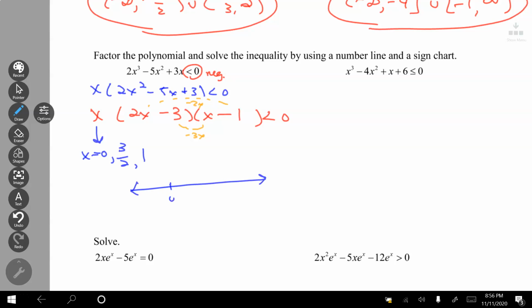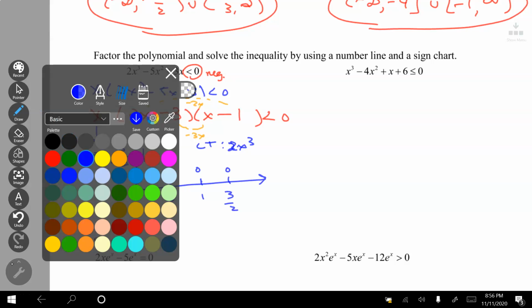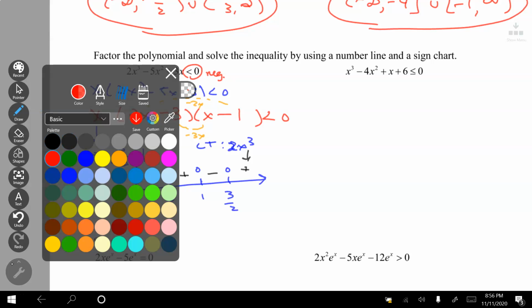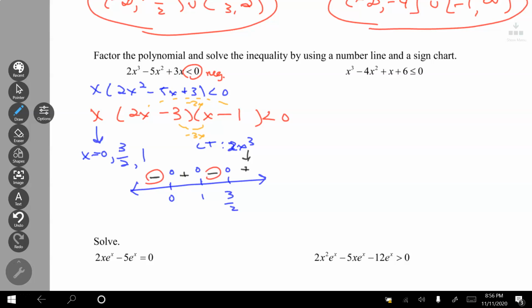Bad factoring, see? You don't pay attention. It's easy to make mistakes. These are my x-intercepts. Oh, the leading term is still 2x cubed. So I do have positive, negative, positive, negative. That didn't change because there are no bouncers. I still want the negative values. So there are my negative values. So it's negative infinity to 0, union 1 to 3 over 2, or 1.5.